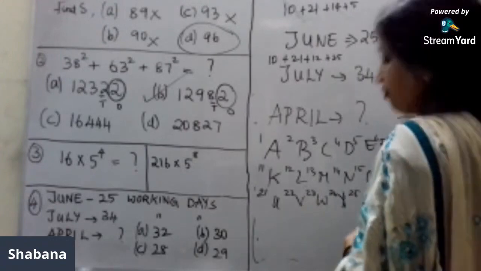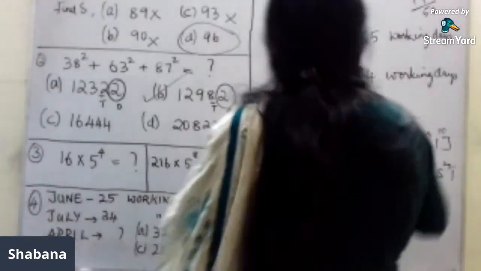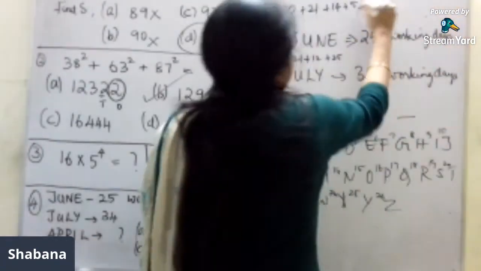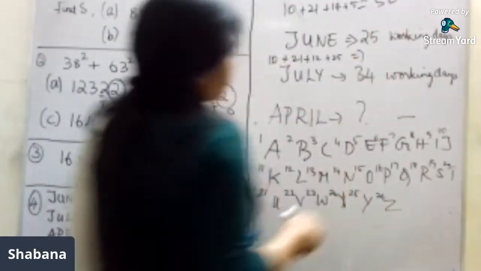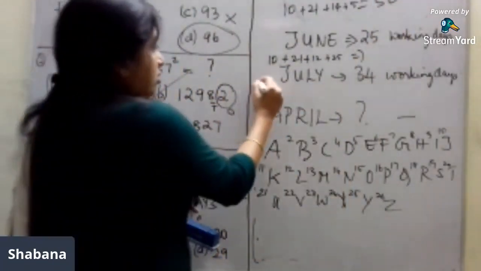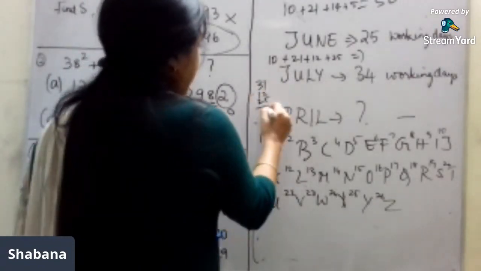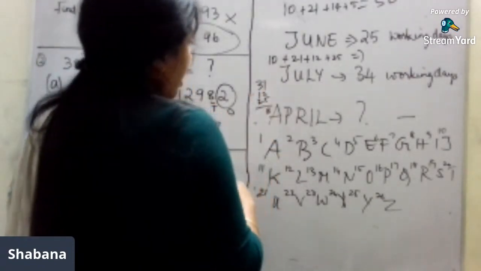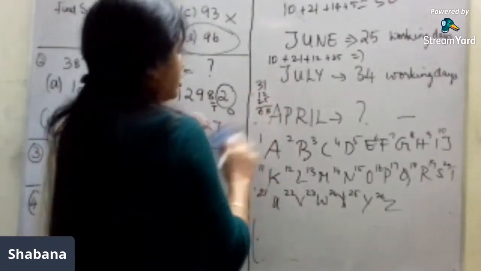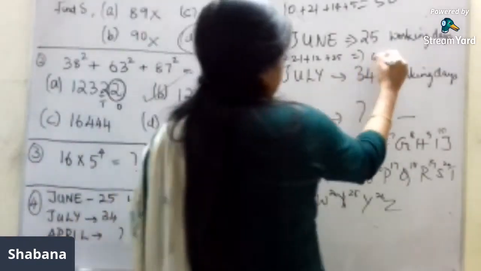For June, 10 and 5, and 21 and 14, I'm getting 50 here, right? So this is 50. And for July, 31 plus 12 plus 25, this is ultimately 68. I'm getting 68.